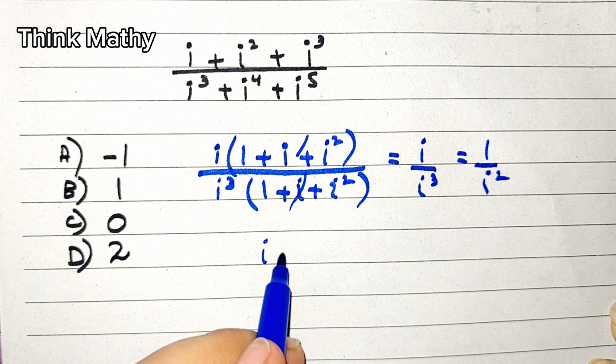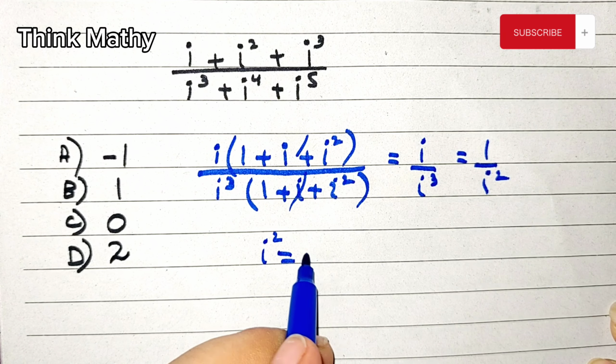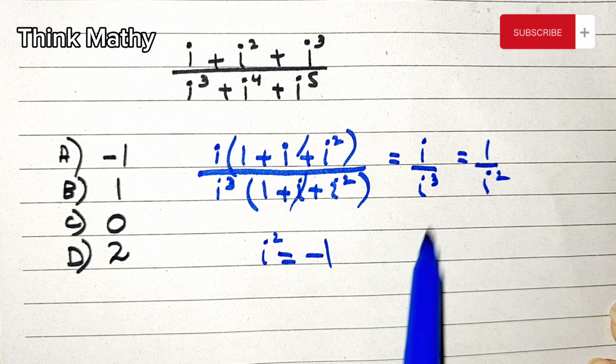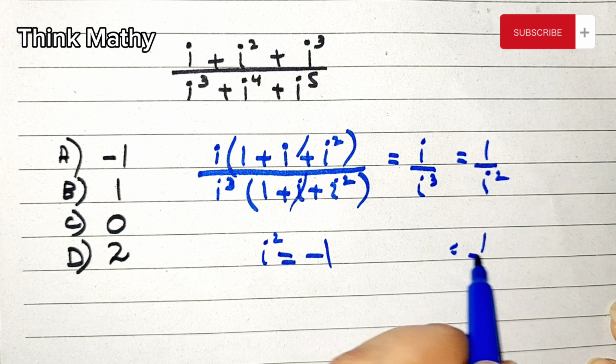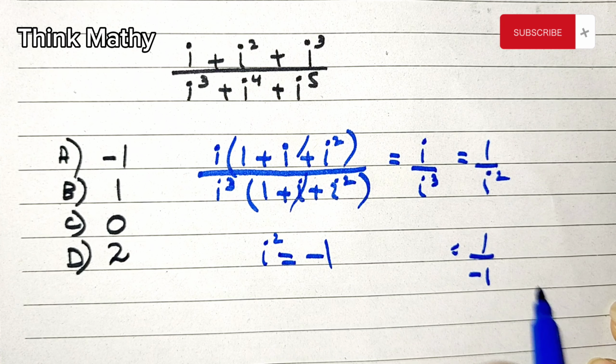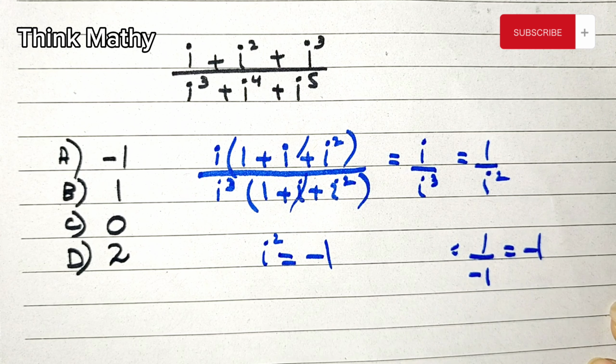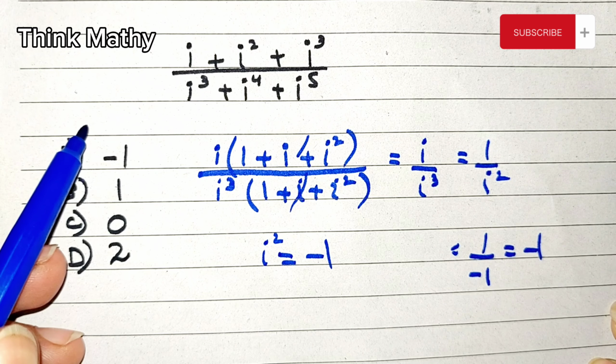So that means 1 minus 3 gives 1 upon i², and if we know that i² is equal to -1, let's substitute this -1 here. So it will be 1 over -1, and that gives you -1. So that means option A is correct.